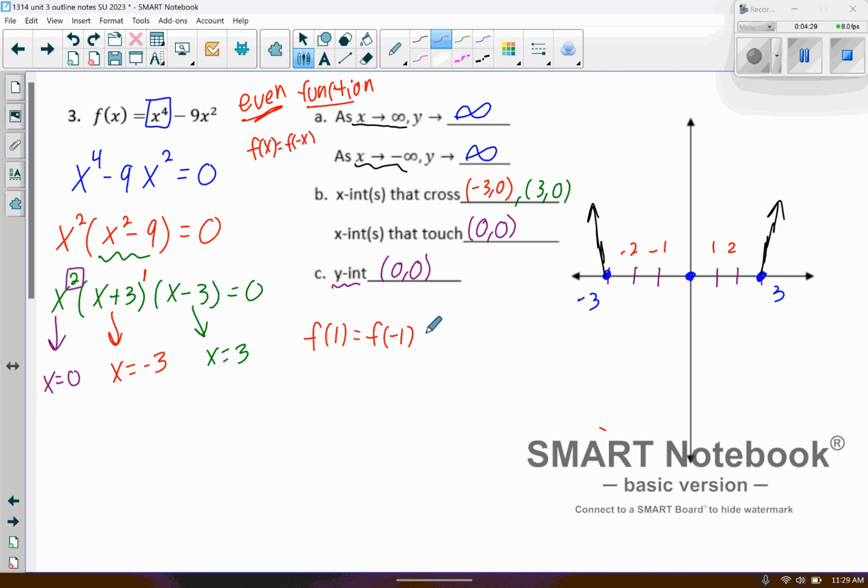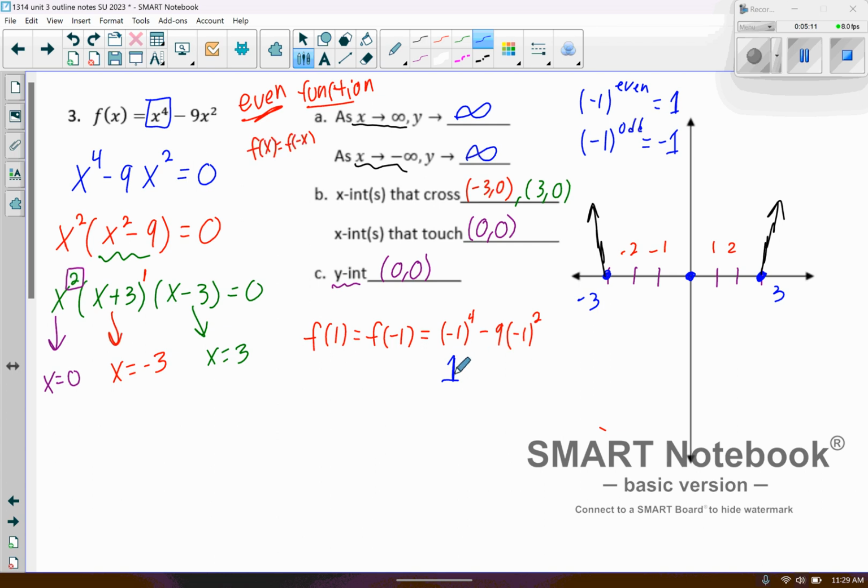And so, like I said, it doesn't matter which one I plug in. So I'll plug in negative 1 just so we can see this. So negative 1 to the power of 4 minus 9 times negative 1 to the power of 2. And so see, that even power is going to make negative 1 turn into positive 1, because negative 1 times negative 1 times negative 1 times negative 1. So if you take any negative 1 and raise it to an even power, it's always going to result in positive 1. And if you take any negative 1 and raise it to an odd power, you always get negative 1. And that's something we've discussed in the past, but just a little reminder.